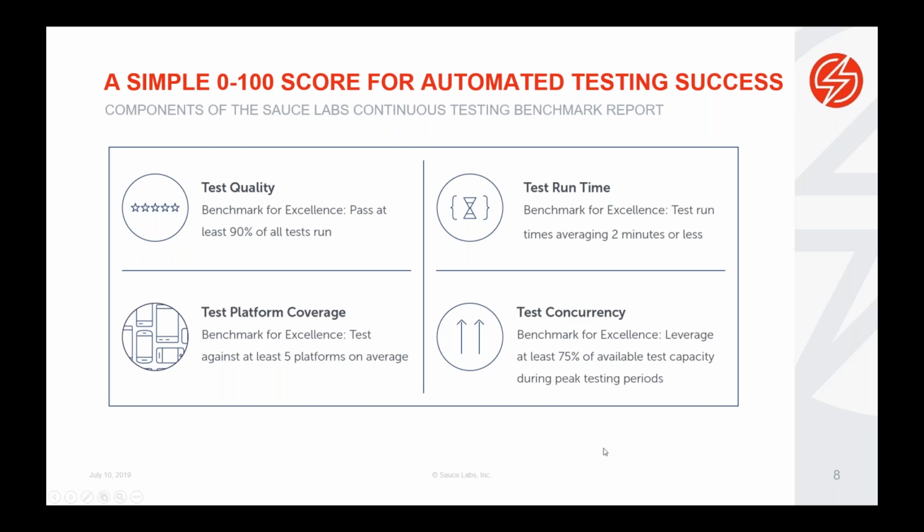The next one is test platform coverage. And naturally, we're recommending an optimum between minimal coverage and all the coverage. So 5 platforms is what we typically recommend. And lastly, within the concurrency of our virtual machine, basically the resources that are available to you, we want to give you a score of how well you're using the resources that are available to you.